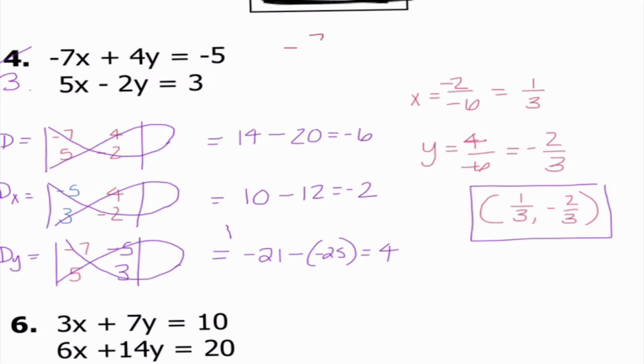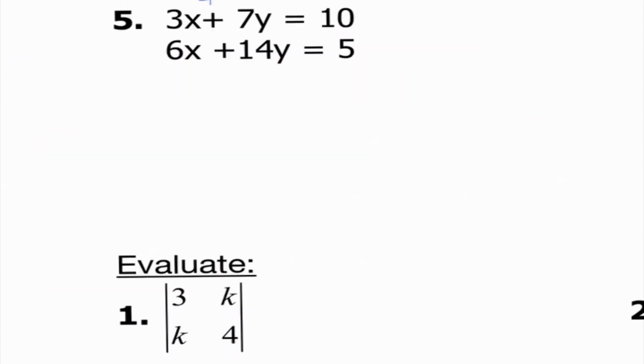When I substitute in, I get negative 7/3 minus 8/3, which is negative 5. That works. Okay, when I substitute into the other one, I get 5/3 plus 4/3, which indeed is 3. So it just shows me it does work in both equations.